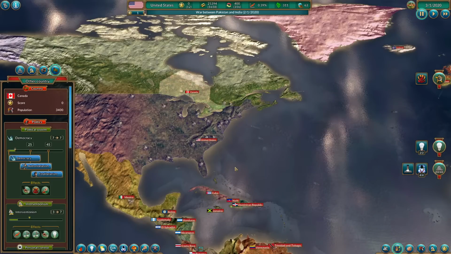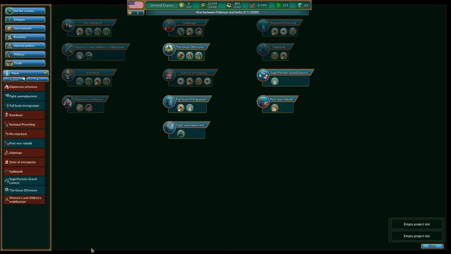Today I want to talk to you about research. So research in this game is known as projects. You can get to it from over here if you have empty project slots, or down at the bottom there's a projects button. There are multiple categories: ad hoc, unique, international, economy. You have internal politics, military, and trade. You're going to need to dabble in every single one of these at least a little bit if you want to play as effectively as possible and develop your nation to be as good as possible.